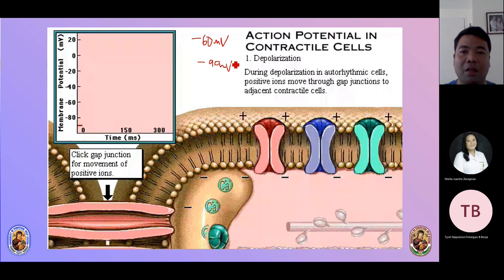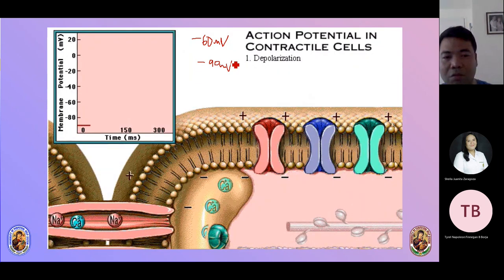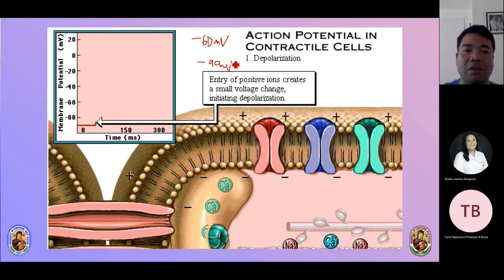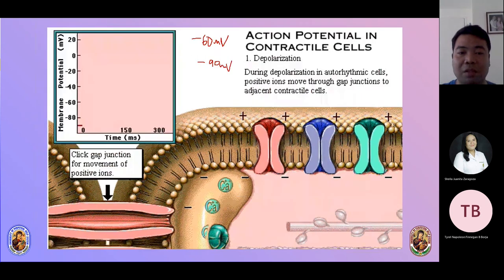Let's take a look at how action potential takes place here. Ayan natin. May role pala yung gap junctions. There is this important role of the gap junctions.